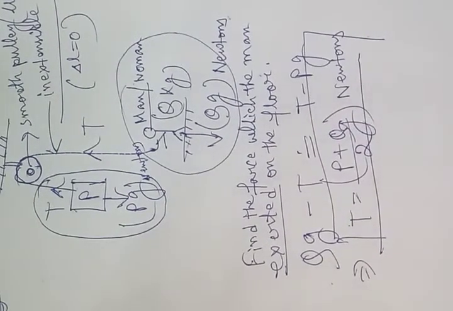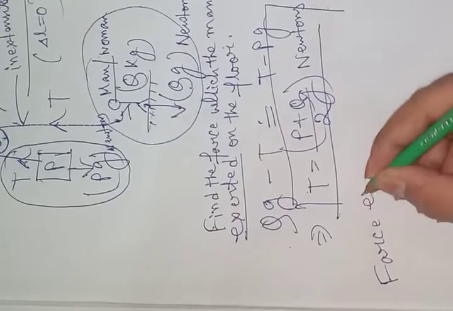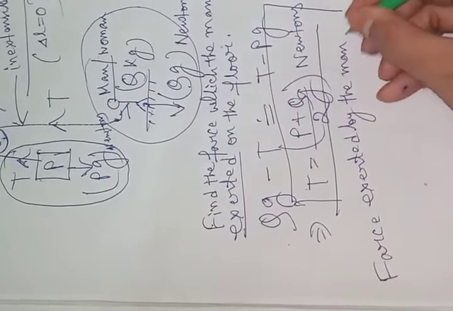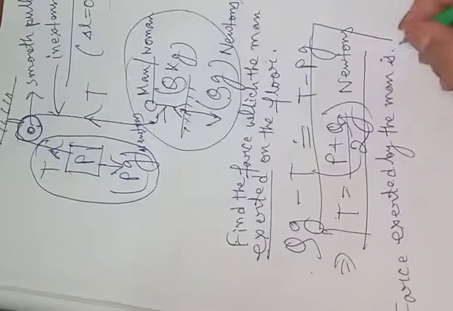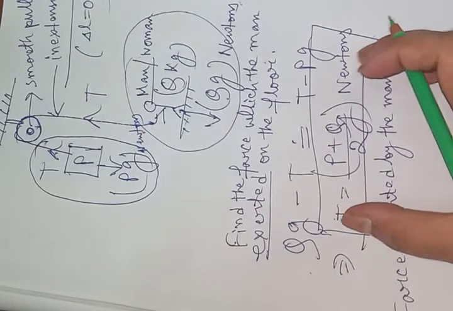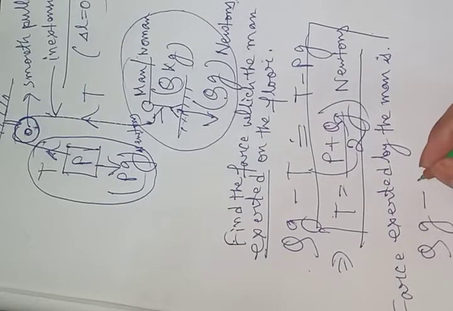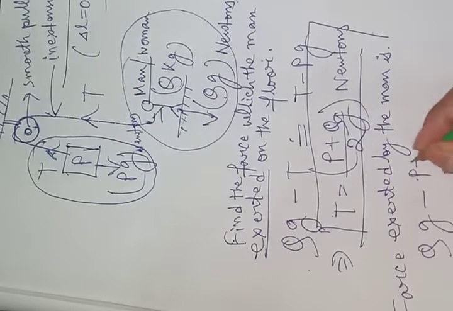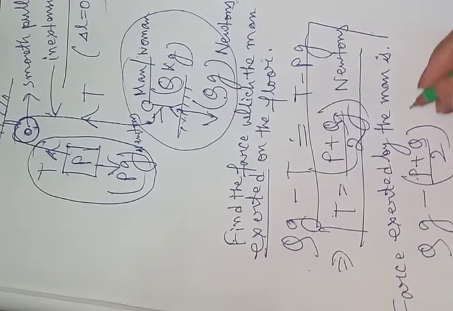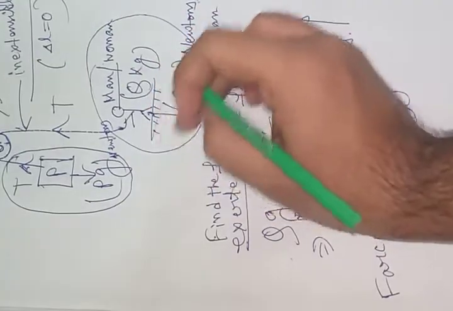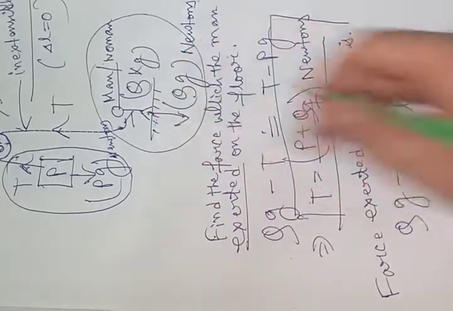And what is the force that is exerted by the man? Simply put the value of T in this equation. So QG minus T. What is T? T is (P plus Q) by 2 into G. And this is the force, guys, which is exerted on the floor due to this man's weight.